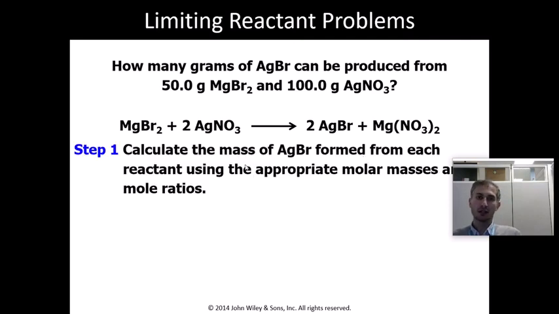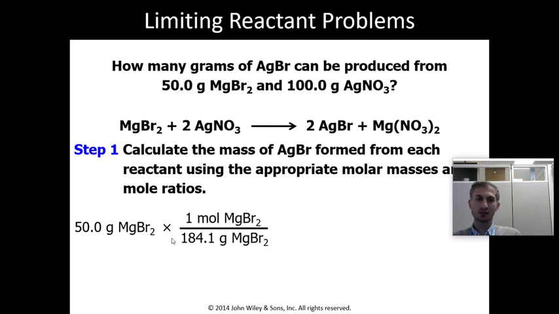So I'm going to calculate the mass of AgBr produced from each reactant. We start with magnesium bromide, to know how much AgBr can be produced. I write grams of magnesium bromide here, with moles on the top. This is called molar mass, and you calculate it. If you calculate the molar mass, you should get this number. This one and that one cancel out, and we have 1 mole of magnesium bromide.